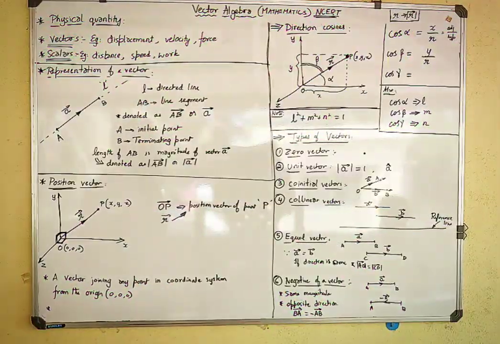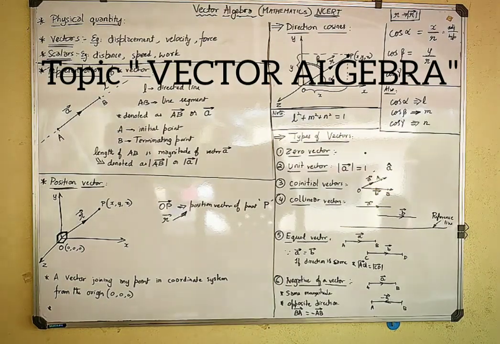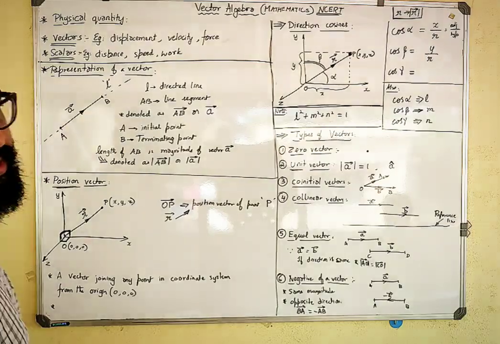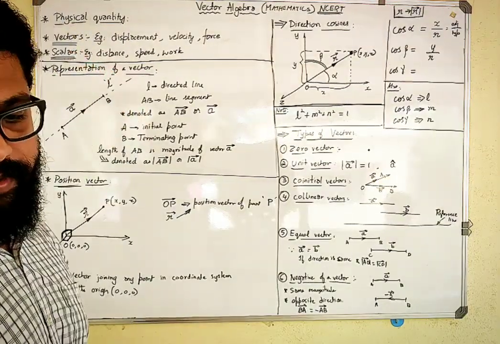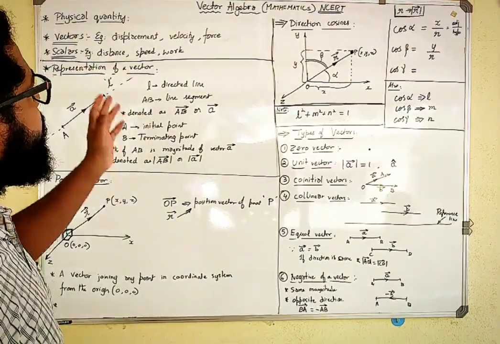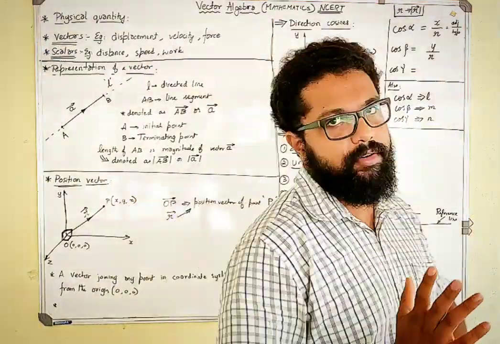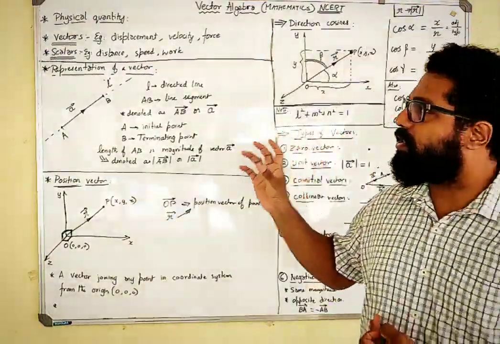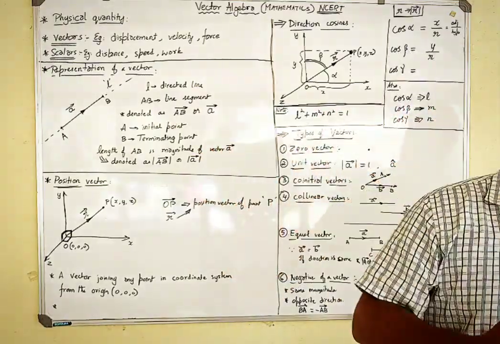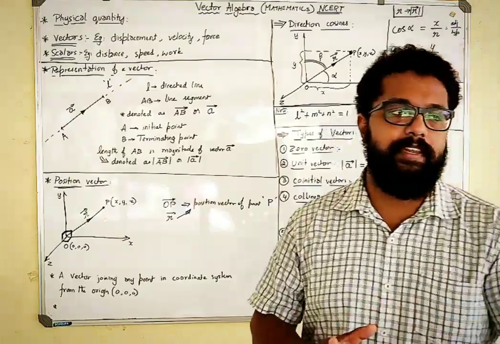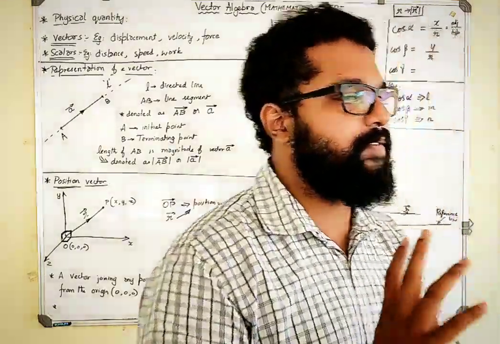Okay, so today's topic we'll be discussing is vector algebra of mathematics. In that, the first topic is that you need to know what a vector is. Before going to what a vector is, you need to know what actually comes before that, which is the vector quantity. So vector and scalar come under a quantity called a physical quantity.